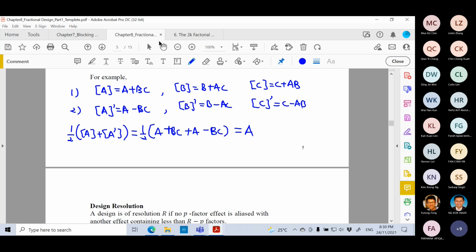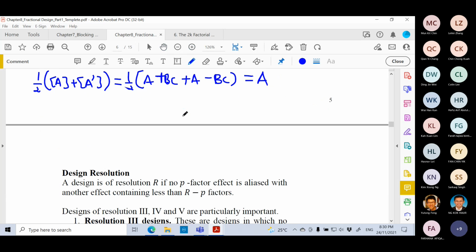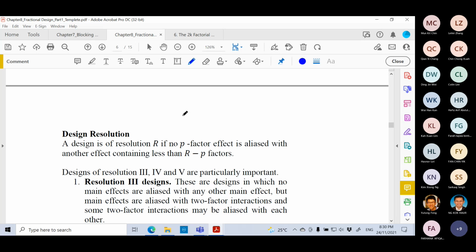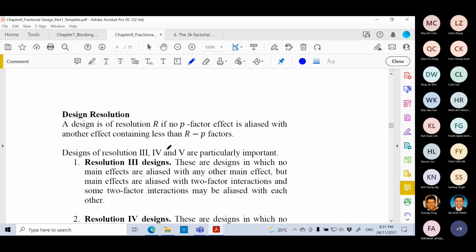Then the following one is what I mentioned just now, the resolution. So what is meant by the resolution? Resolution R: no P factor is aliased with another effect containing fewer than R minus P factors. So what is the meaning of this? You can see here the resolution R, where we have resolution 3, resolution 4, and resolution 5. These are the 3 important ones.